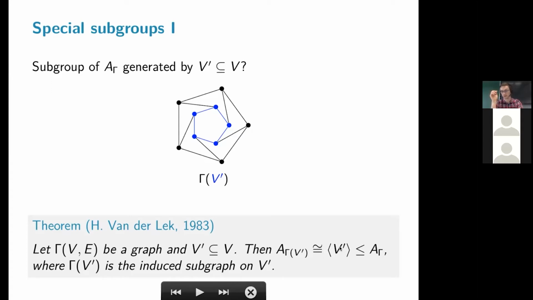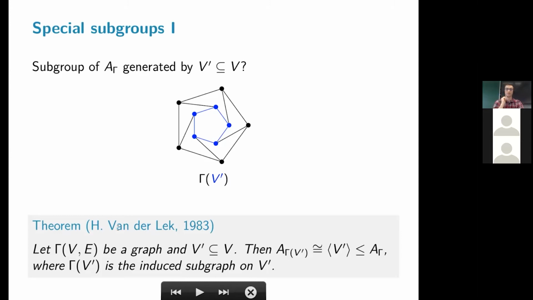So the subgroup generated by V prime yields a subgroup of the right-angled Artin group A gamma, but it also has an associated graph, namely the induced subgraph. It would be nice if the right-angled Artin group associated to this subgraph is the same as the subgroup generated by the set of vertices V prime, up to isomorphism. And this is indeed the case. If you take a subset of vertices, then the subgroup generated by V prime in the right-angled Artin group you started with is isomorphic to the right-angled Artin group associated to the induced subgraph.